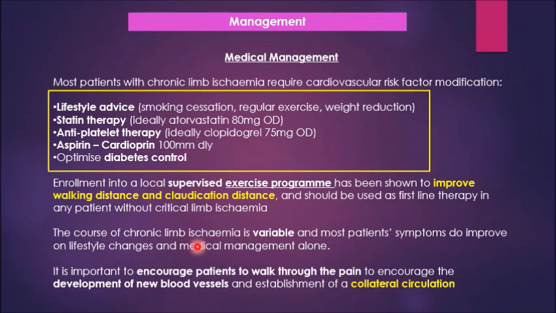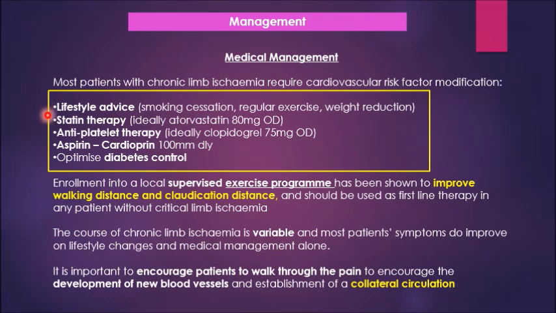Now we come to the final part, the management of these patients. There are two, medical management and surgical management. Most patients with chronic limb ischemia require cardiovascular risk factor assessment and modification, which I mentioned just now. Lifestyle advice: stoppage of smoking, very strict regular exercise, and weight reduction. These are all very important.